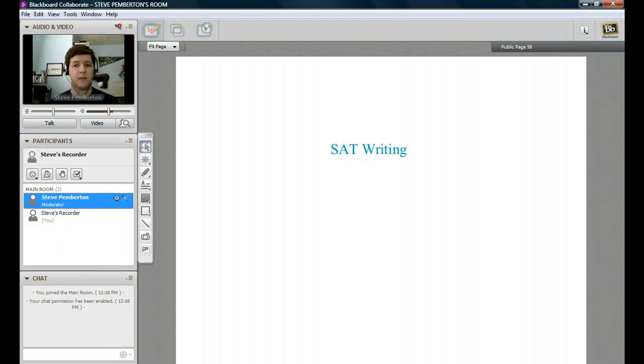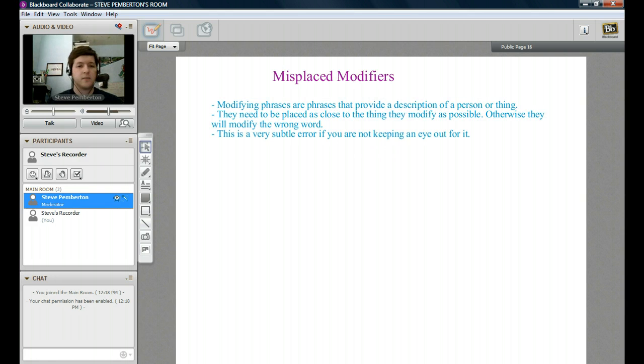Okay, now we're going to talk about SAT writing a little bit and look at some of the most common errors that will emerge in the writing section and how to understand them, how to identify them. One of the most common errors that will emerge that we need to get in the habit of identifying is what's called a misplaced modifier.